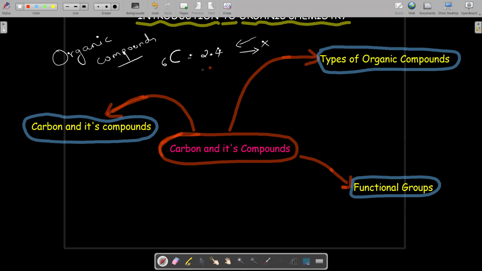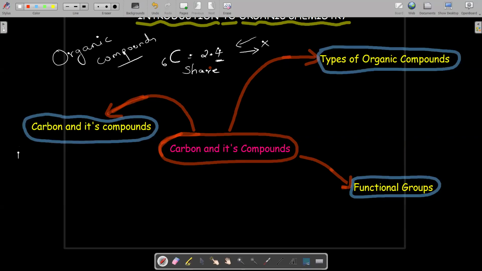But it can share electrons. So it does not form ionic bonds, it forms covalent bonds. So remember, carbon forms covalent bonds by sharing these 4 electrons. It always shares these electrons, and therefore it's also called tetravalent. Remember this.